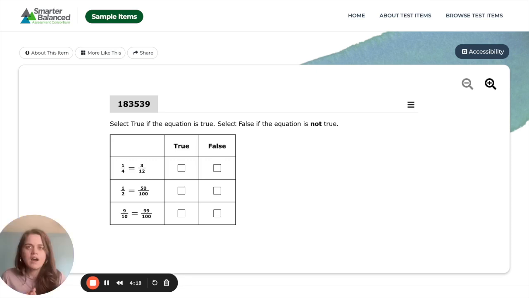So our first example is 4th grade. This is a pretty straightforward question. Students are just identifying whether they think the equations are true or false, and we're really dealing with equivalent fractions here. So for example, in this portion of the question, the students have to determine whether 1/2 is equal to 50 hundredths. In order to do that, they have to simplify 50 hundredths to 1/2. Therefore, the question demands simplifying.